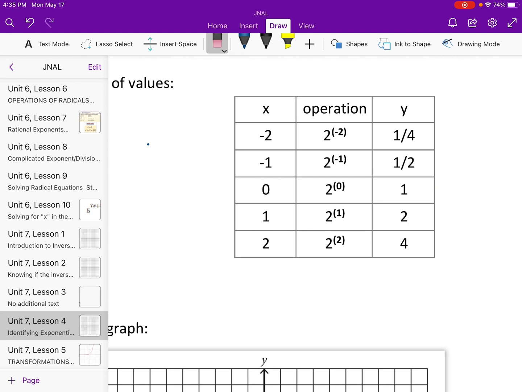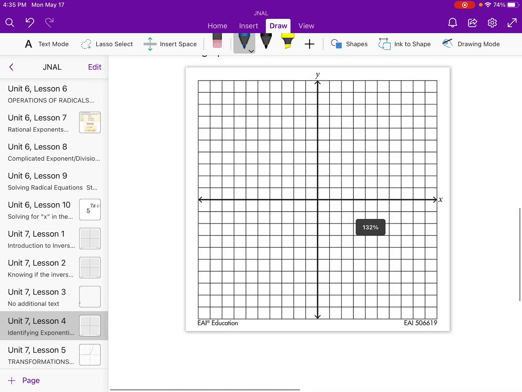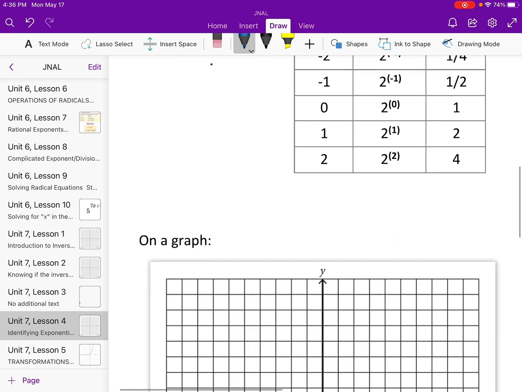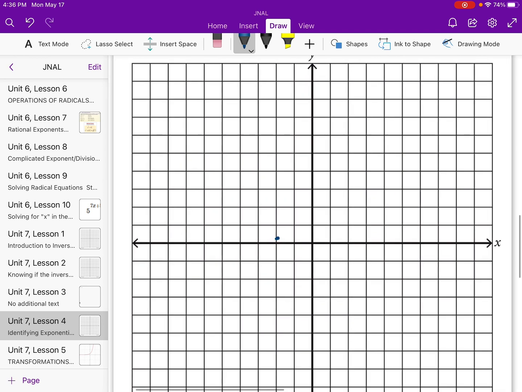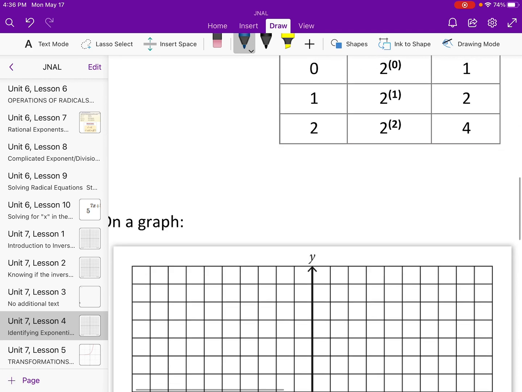Because when you have a negative exponent, you can make it positive by putting a 1 over it, and making that the denominator. So you can just see how that works. So let's graph that to see what it looks like. Okay, so we have (-2, 1/4). So we have a value here. Then, since we know that we have an asymptote here, I might as well just draw this. Okay. Now what? We have (-1, 1/2).